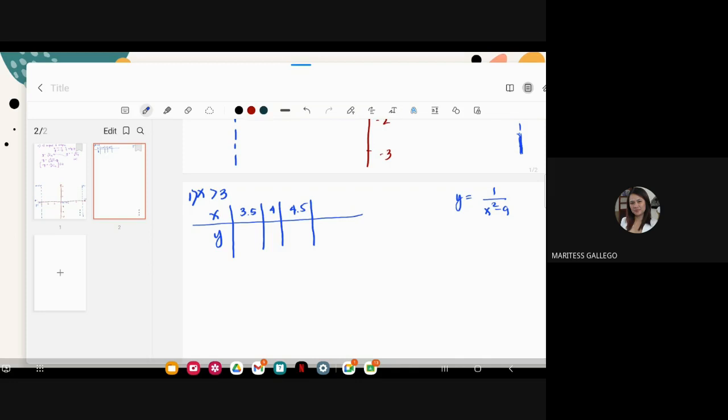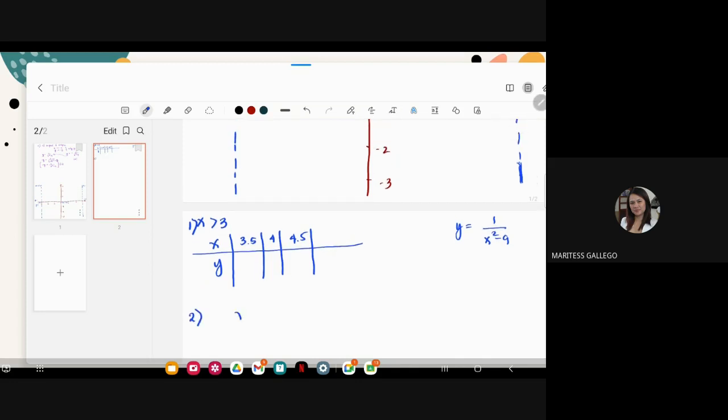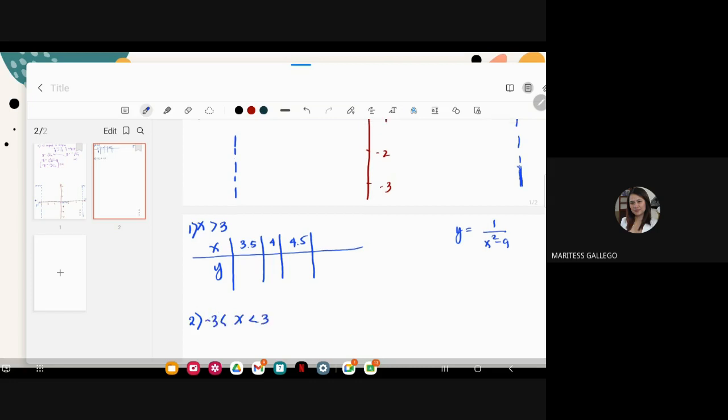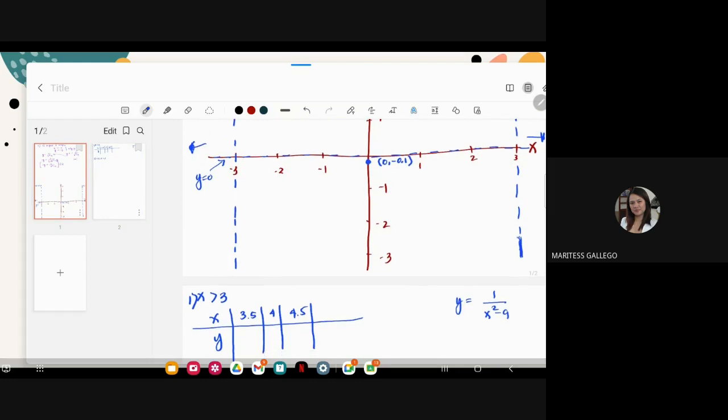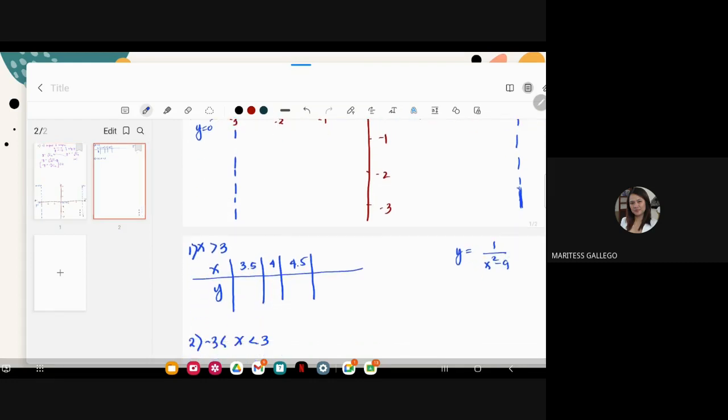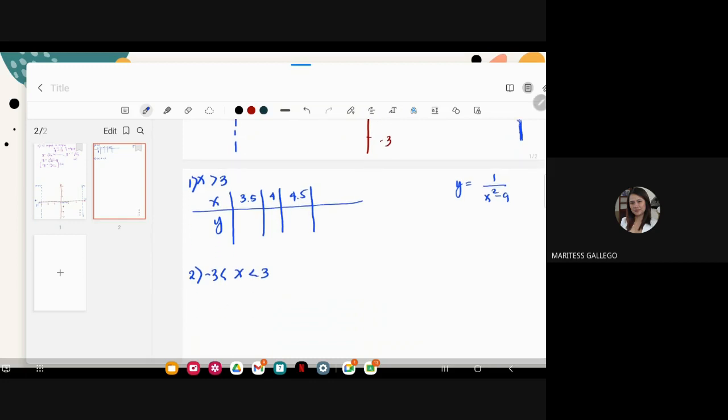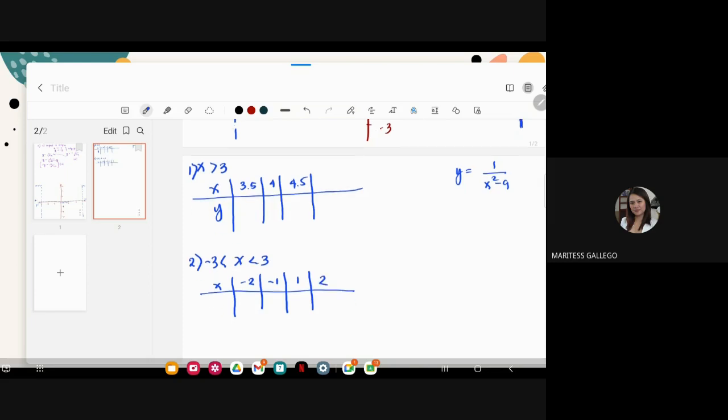Okay, tapos yung iba naman, second region natin is, that is between x greater than negative 3, less than 3. Yun ang nasa gitna. Kung nasa gitna, ibig sabihin, gawin natin ang negative 2, ayan, negative 1, yung mga gitna. Huwag ng 0 kasi meron ng value 1 and then positive 2. So, yan yung mga isosolve natin.